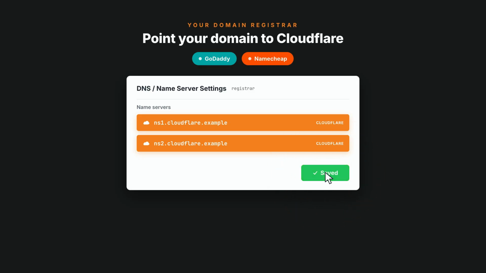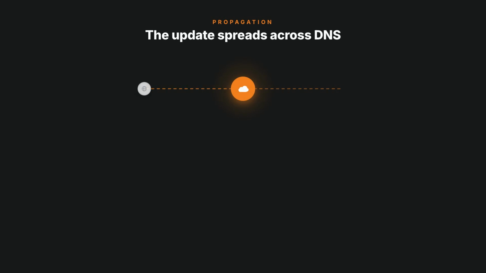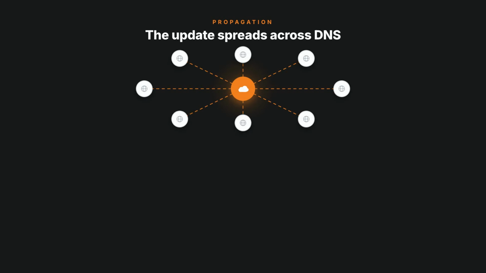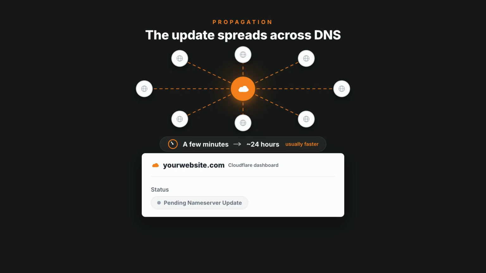Once you've saved that change, there's nothing else to do but wait. This part is called propagation, and it's simply the process of that update spreading across the internet's DNS system. It can take anywhere from a few minutes to about 24 hours, though it's usually much quicker than that. You'll know it's done when your Cloudflare dashboard shows your site's status as active.